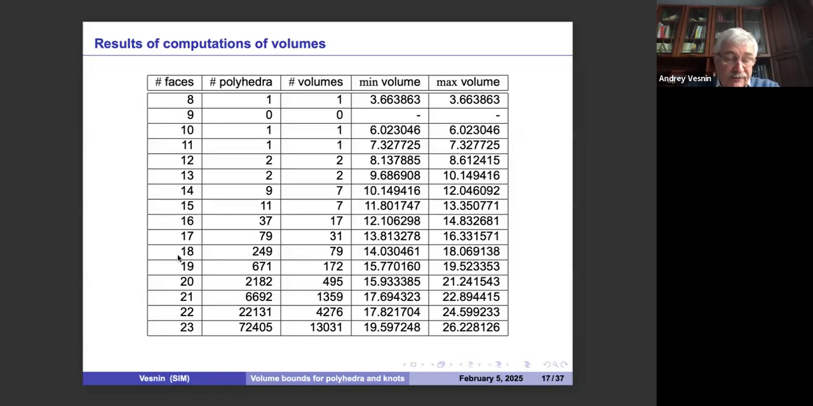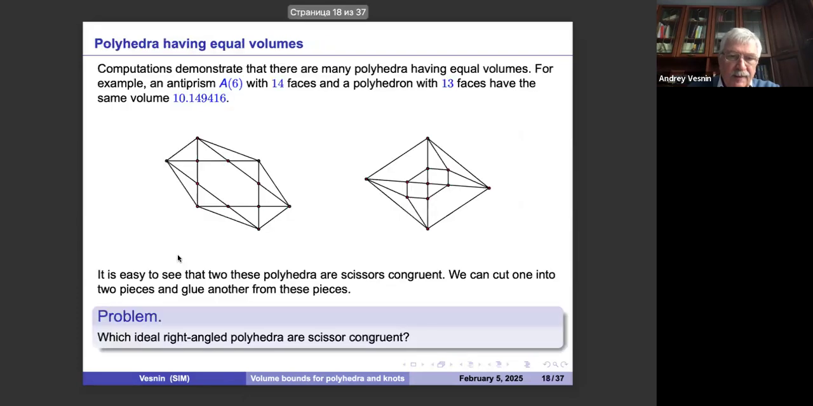So you see, for example, for the last line 33, there are more than 72,000 polyhedra, but just 13,000 volumes. So you see that many polyhedra have the same volume, and it's natural to ask why. Let me show just one example: two polyhedra with the same volume. One has 14 faces and another has 13 faces, and the volume is about 10.